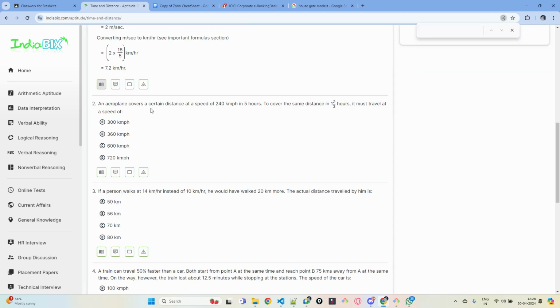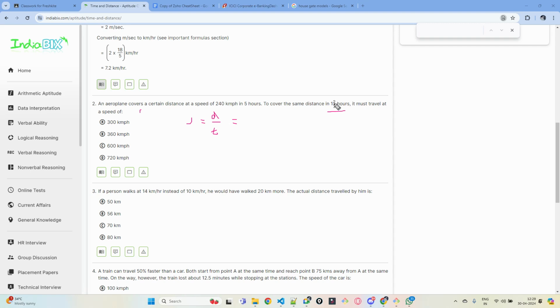So the second problem: an aeroplane covers a certain distance at 240 km per hour in 5 hours. To cover the same distance in a particular time, at what speed does it have to travel? They are asking for speed. Speed is distance by time taken. Let's assume the distance to be d itself. Now what is the time taken? This will be 3 into 1, 3 plus 2, 5 by 3.